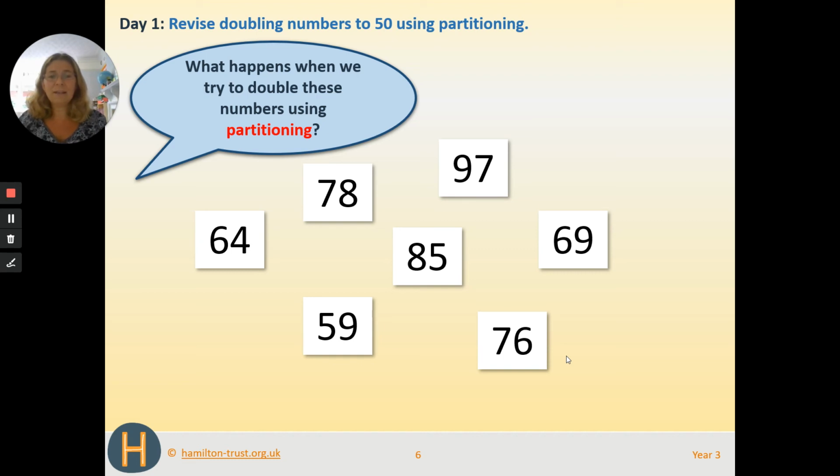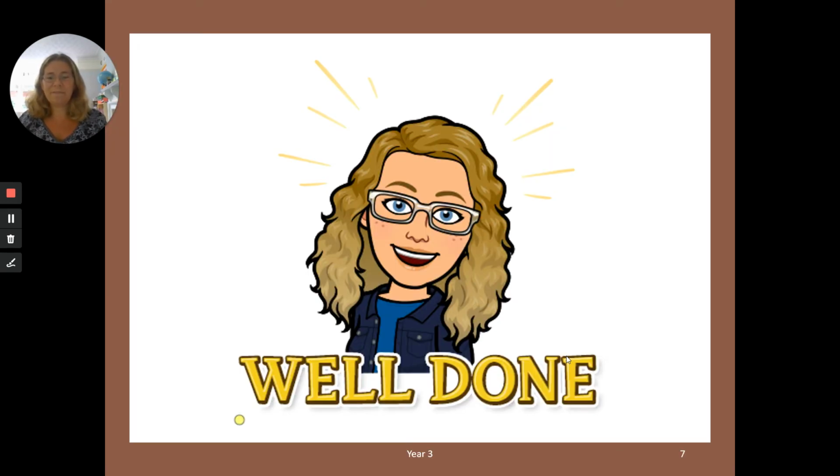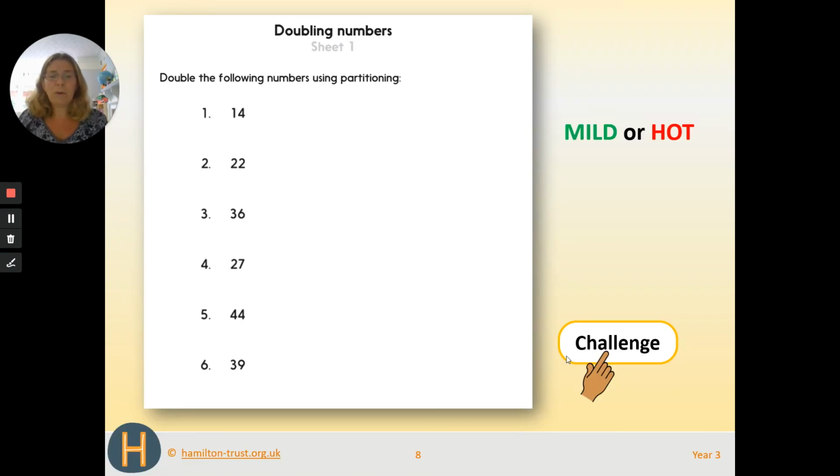Great. Have you had a look at them? Can you see what happens to all of these numbers? When we partition the other numbers, the last 2 numbers, we got a 2-digit number. What happens when you partition these and then double them and recombine them? They all have answers that are greater than 100. Well done. Fantastic work.